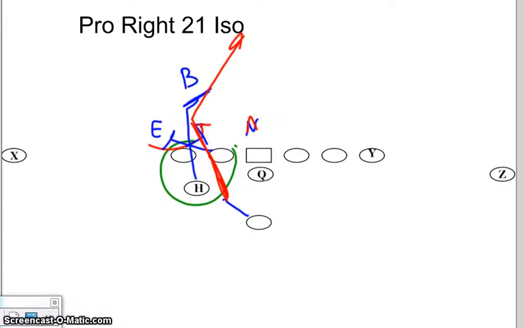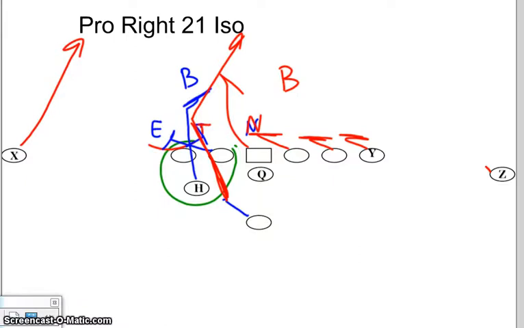Now, if the center is covered up, I would like to see possibly the guard cut the nose, which will allow the center to get to the second level and block this pursuing backside backer. And once again, the backside tight end and backside tackle can all cut. The X's and Z's, we're going to try to get to that safety. Get downhill and see if you can get that safety to get this thing to break through.